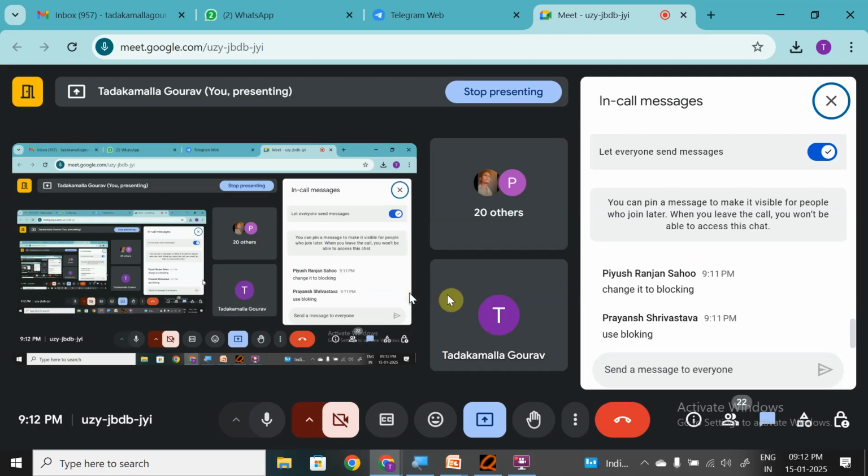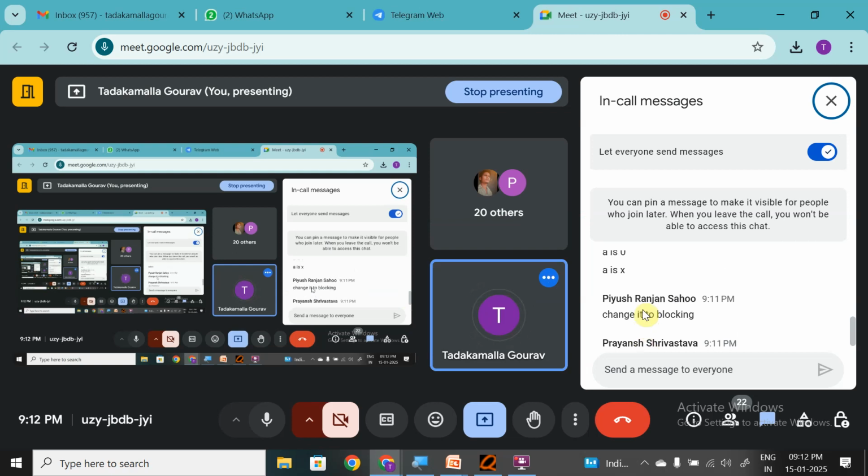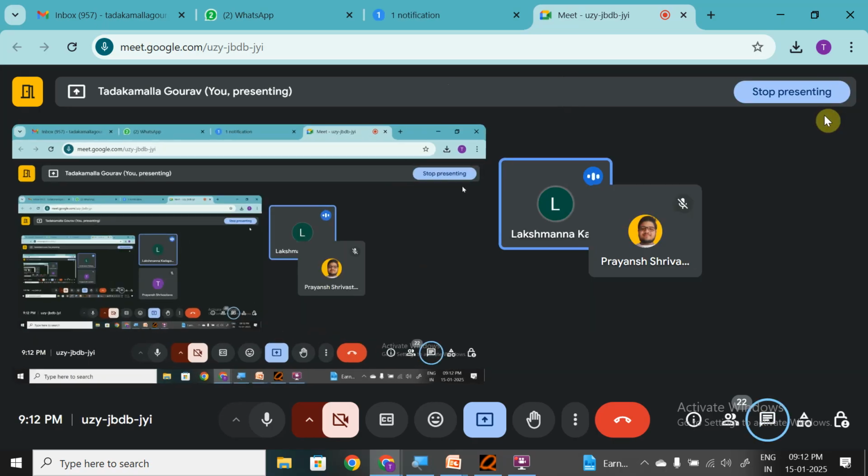I think delays. Use blocking, change it to blocking. I should only use non-blocking only. Blocking, yeah. Use inter delays.